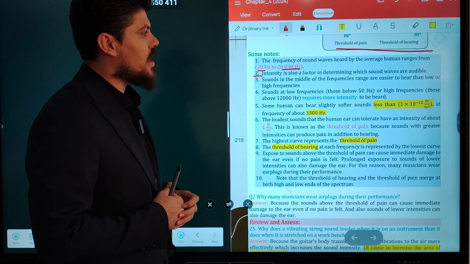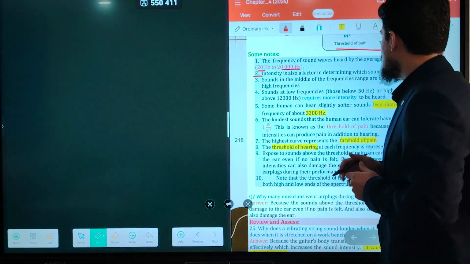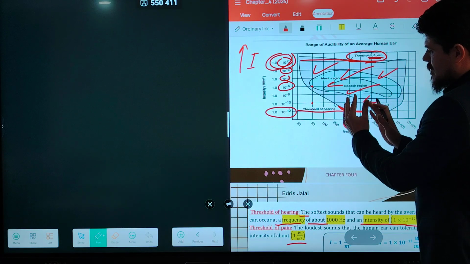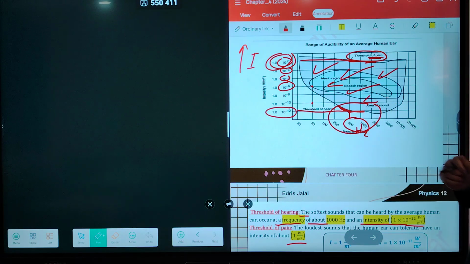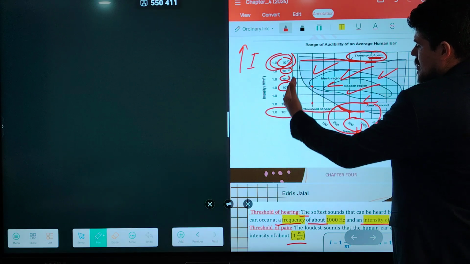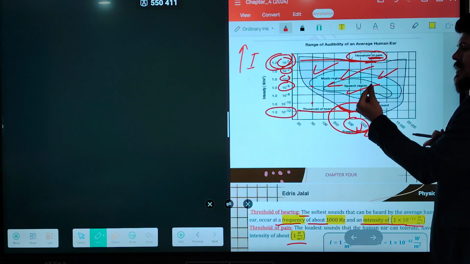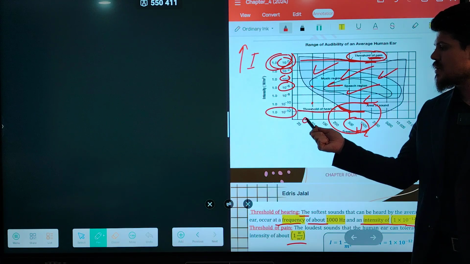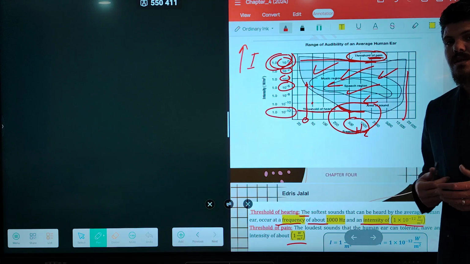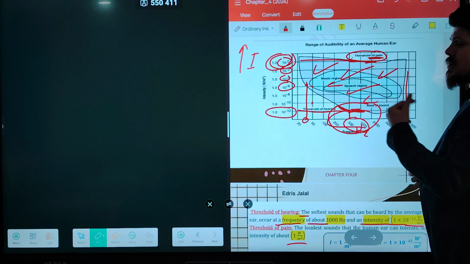Sounds in the middle of the frequency range are easier to hear than lower or higher frequencies. Which sounds can be heard easily in the spectrum? The sounds at the middle of the spectrum or at the end of the spectrum? Absolutely at the middle of the spectrum. Why? Because at the middle of the spectrum, the sound can be heard with little intensity. But for example, at this region, we need more intensity for the sound to be heard. At the end of the spectrum also, we require more intensity. But at the middle, we need only a little intensity for the sound to be heard.